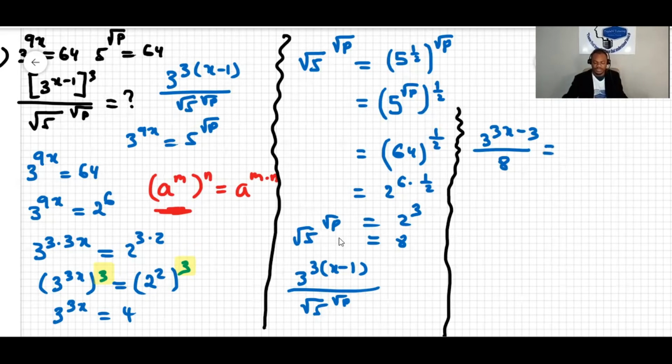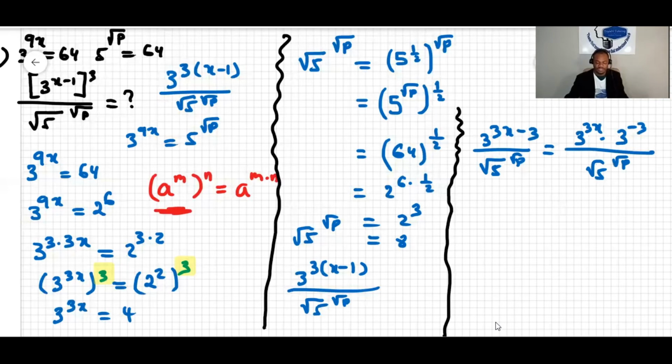And this will be, okay, I can substitute here. I'm going to substitute in the next line. So this is going to be square root of 5 to the square root of p. And then 3 to the power of 3x is just 4, as we found there. So this is 4. Oh, no. We cannot do that yet. This is what we can do. This is 3 to the power of 3x times 3 to the power of -3 over square root of 5 to the power of square root of p.